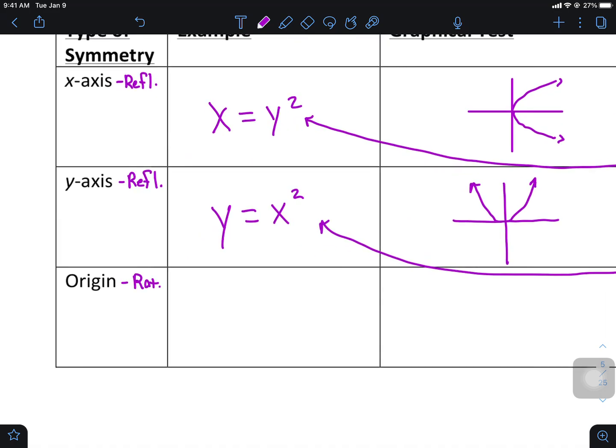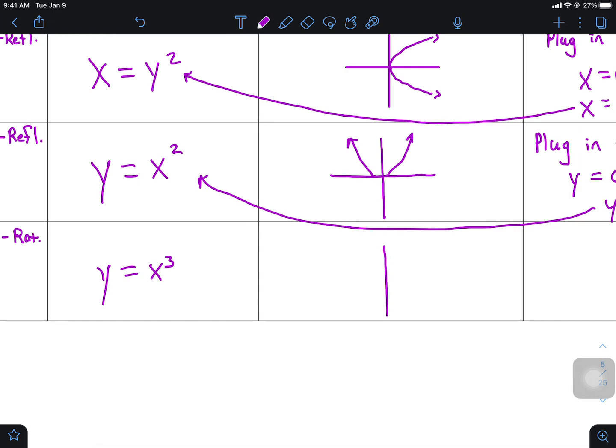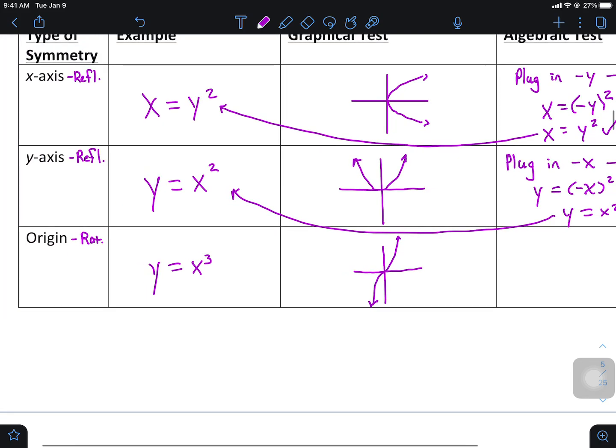Okay, now origin. A good example that we saw a lot in Algebra 2 is y equals x cubed. If you remember back from Algebra 2, you saw this a little bit. This is the one that curves there, and then it curves back up right there. All right, this has a rotational symmetry. If you rotate that 180 degrees, it looks like the same graph.